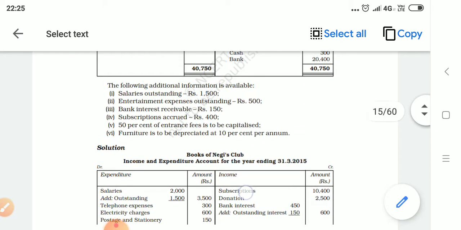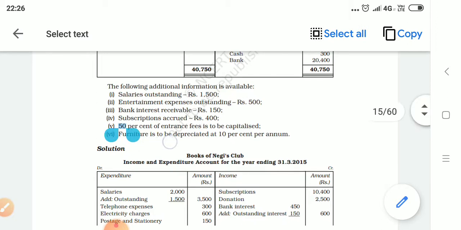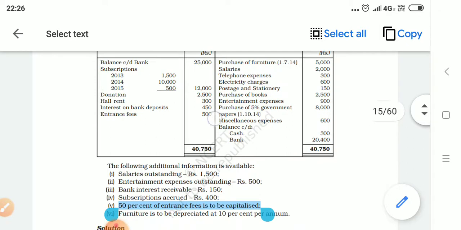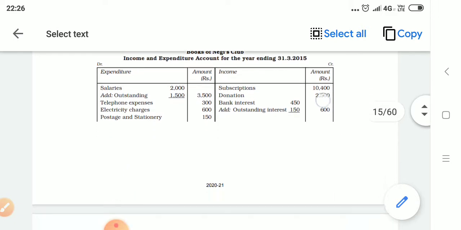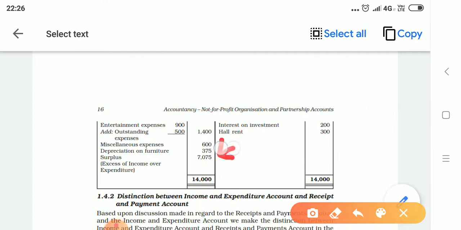Then what else we have? Bank interest I have dealt with. Subscription accrued over. 50% of entrance fee is to be capitalized. Okay, so here it is clearly mentioned that 50% of entrance fee is to be capitalized. So in this question, 250 will appear in the income side. They have not shown it, children. It is an error, but you have to show. So entrance fee 250 will appear in the income side, and the remaining 250 will be capitalized, which means it will be added with capital fund in the liability side of the balance sheet.